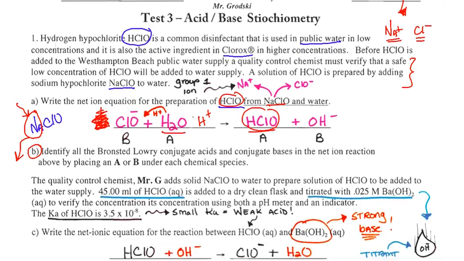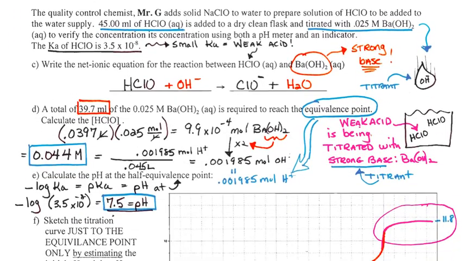In any case, for the next part, the quality control chemist, in this case it's me, adds some solid hypochlorite to prepare the solution to be added to the water supply. Write a net ionic equation for the reaction between HClO and barium hydroxide. And by the way, you should be using your graded test to review this. I know you have the hard copy, but we're going to have the voice, the Grodsky, the person behind the scenes, spending all this time preparing this for you.